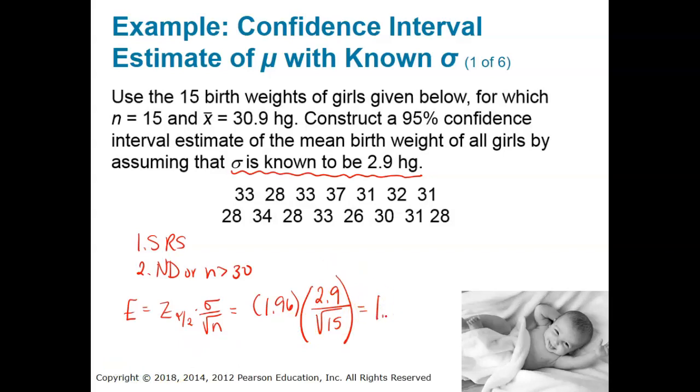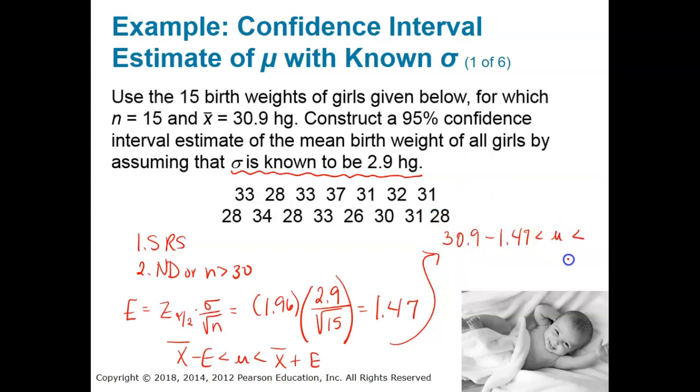So we get 1.47 for that margin of error. So we're going to build our confidence interval by looking at x bar minus the error, have mu in the middle, and then x bar plus the error. So I'm going to go up here where I have a little bit more room. X bar was 30.9. We're going to subtract the error from that, and then here we're going to have 30.9 plus the 1.47.